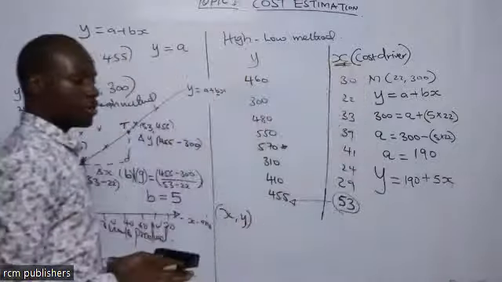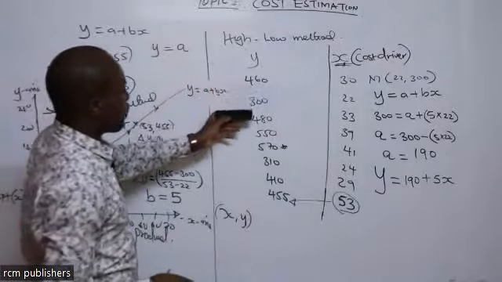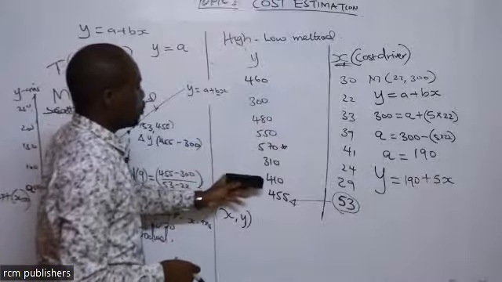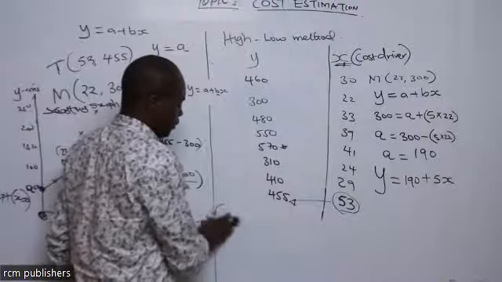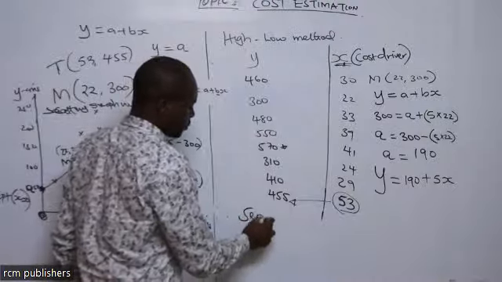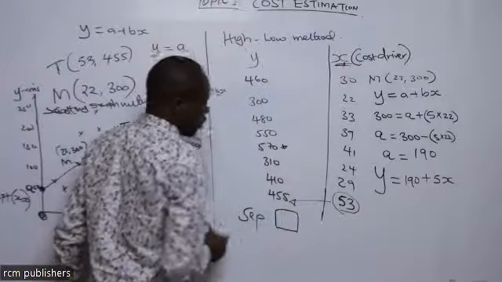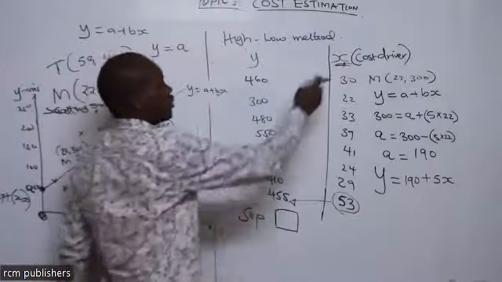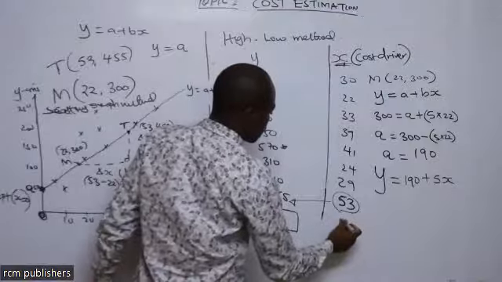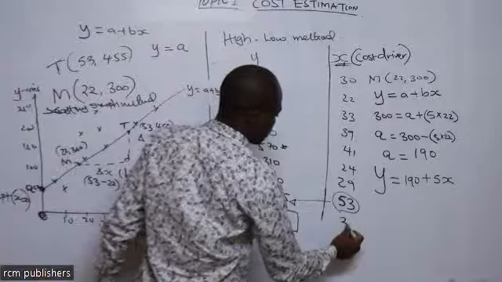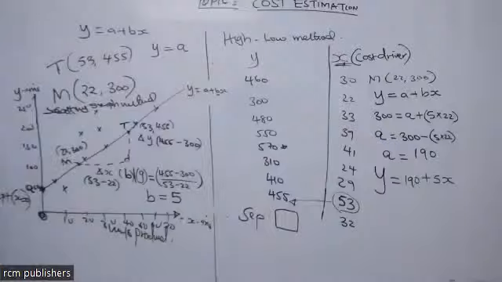We've created our cost function. So if this was for the months of January, February, March, April, May, June, July, August, then you are being told that in the month of September, we do not know the cost. The only thing we know is that the units produced in that particular month was 32. Are you able to give these people the total production cost?